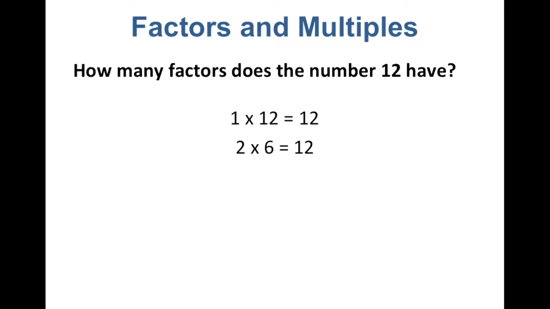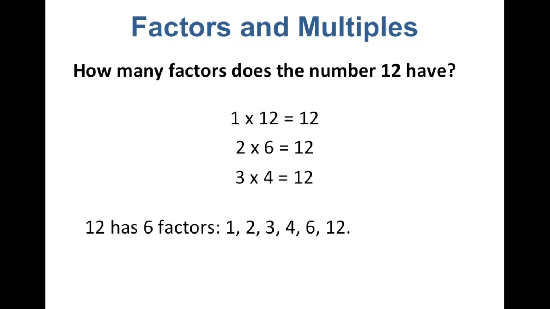And then next we take the number 2. What can we multiply by 2 to get the number 12? Well, we can multiply 6 times 2. And then the number 3, we know that we can multiply 4 times 3 to get 12. So now we've worked our way through 1, 2, and 3, and 4 has already popped up in the pair with 3. So we know that we're done and we've identified all the factors for the number 12.